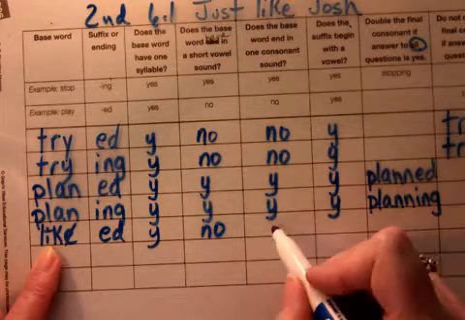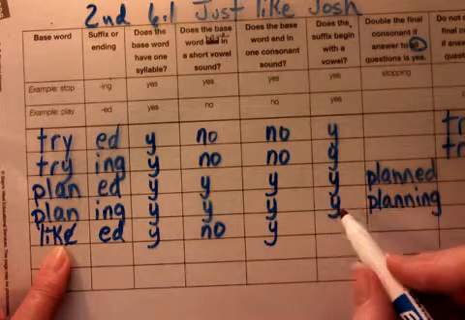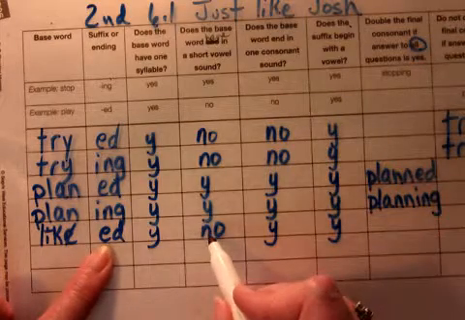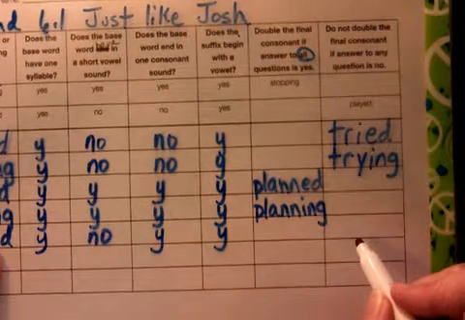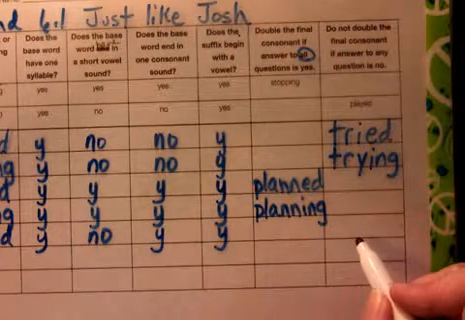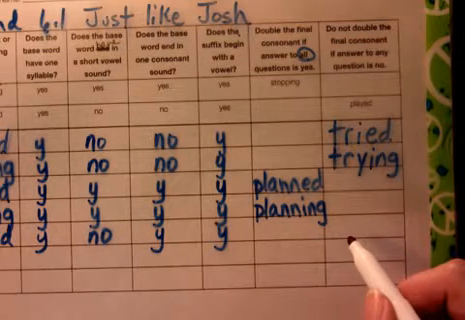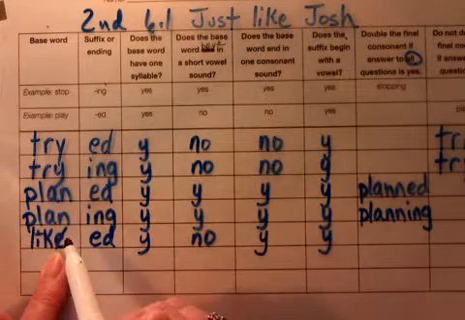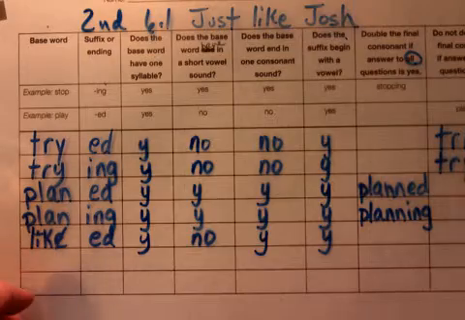Does the base word end in one consonant sound? K. Yes. And does the suffix begin with a vowel? Yes. Well, we have one no answer, so we have to come over here. We will not double the final consonant before adding the suffix. But we have a silent E. Here, look. We have a silent E and then another E. Well, we need to know the silent E rule.